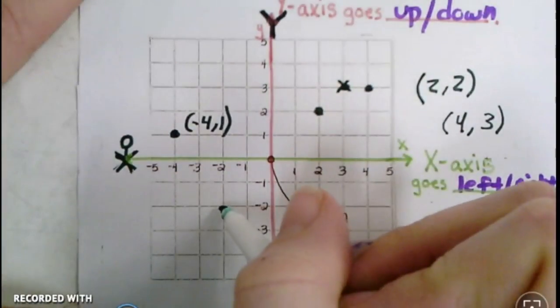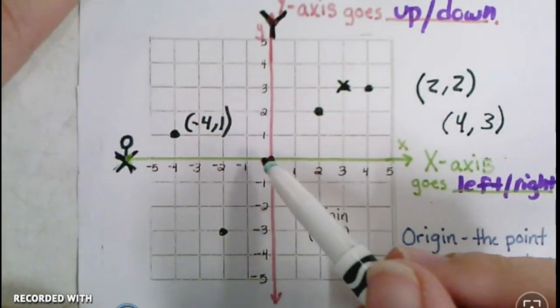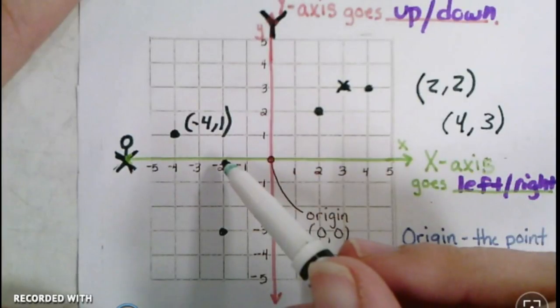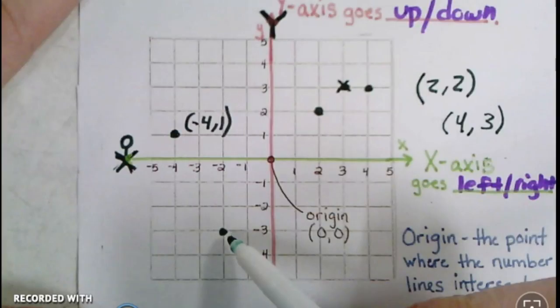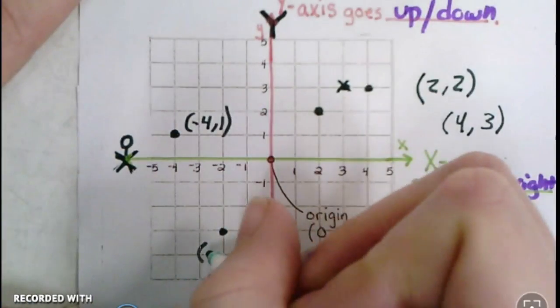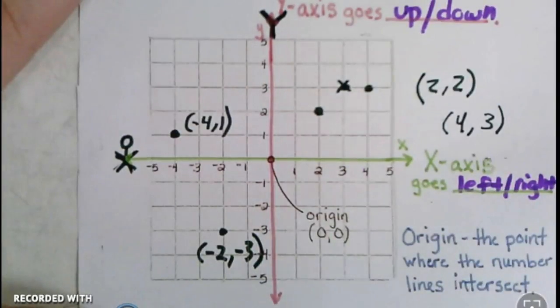If I was down here, I would run back 2, and then I'm going to ride the elevator down 1, 2, 3 spots. So this coordinate would be -2, -3. Are you getting the hang of it a little bit?